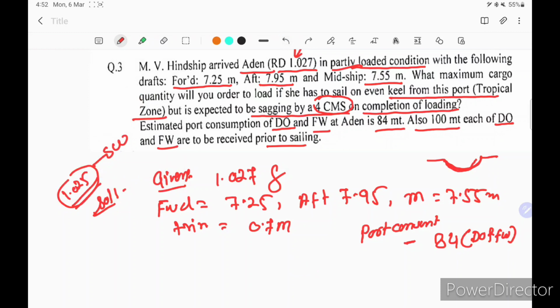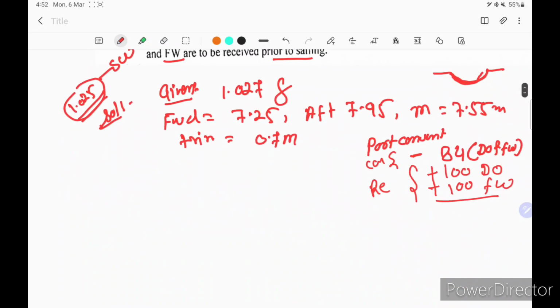Plus 100 metric tons each. So read the question very carefully. In one sentence they will change. 100 metric tons each, so 100 is diesel oil and 100 is fresh water. So 200 is received. This is received and this is consumed. How much quantity can we load so that we can sail in the tropical zone? So let's move to the solution.